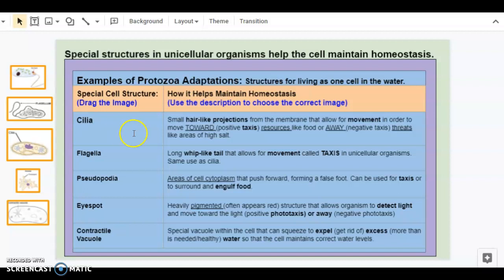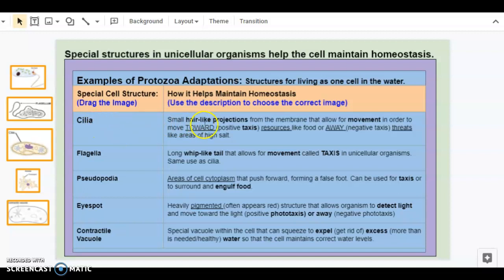So here we have a chart of the protozoa. That's the group of protists that we're looking at. They're animal-like zoa protists and their adaptations. Remember that these organisms live in watery environments. So all of their adaptations are geared to help them survive and thrive in a watery environment. One of the biggest functions that the adaptations help them to do is to move through the water.